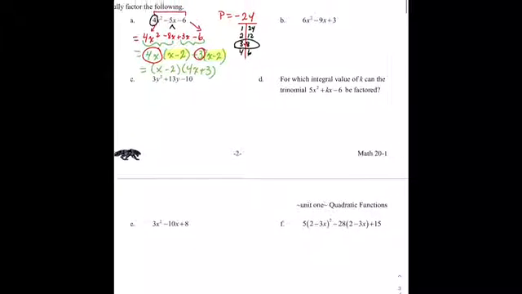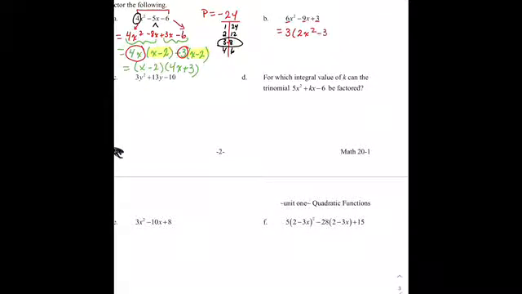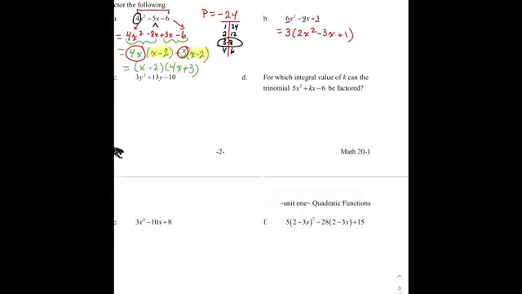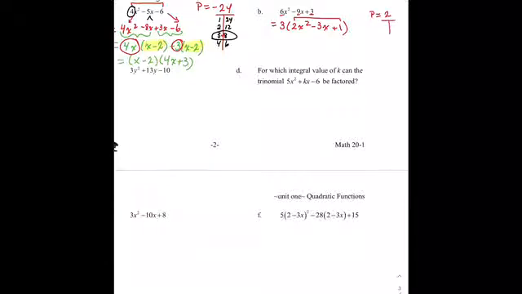If I look at question B, let's just give a start here. I know the GCF is 3, so we're going to take a 3 out of here, and we're left with a 2x squared minus 3x plus 1. And again, this is an a value other than 1, so I need to multiply that through. Okay, and we need a product of 2, with a sum of negative 3.